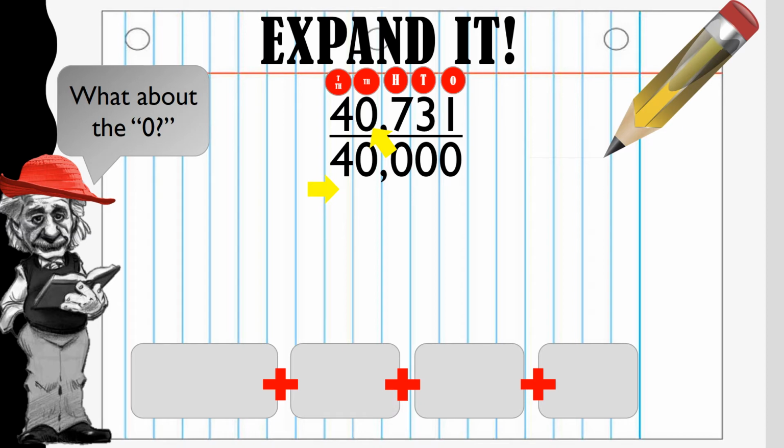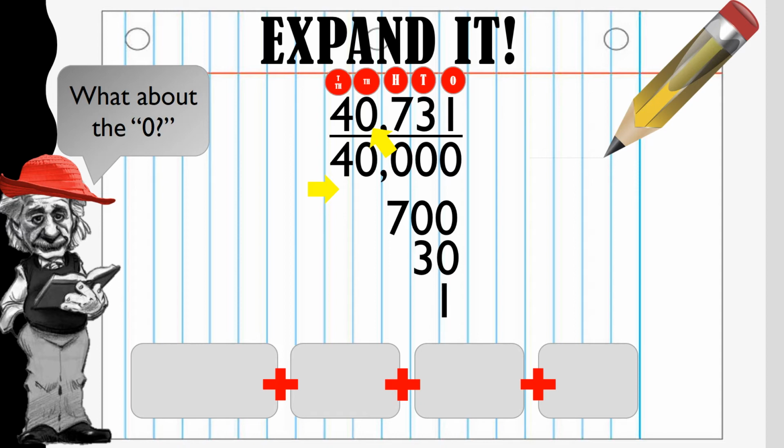my hundreds. 7 hundreds has a value of 700. 3 tens has a value of 30, and 1 one has a value of 1.